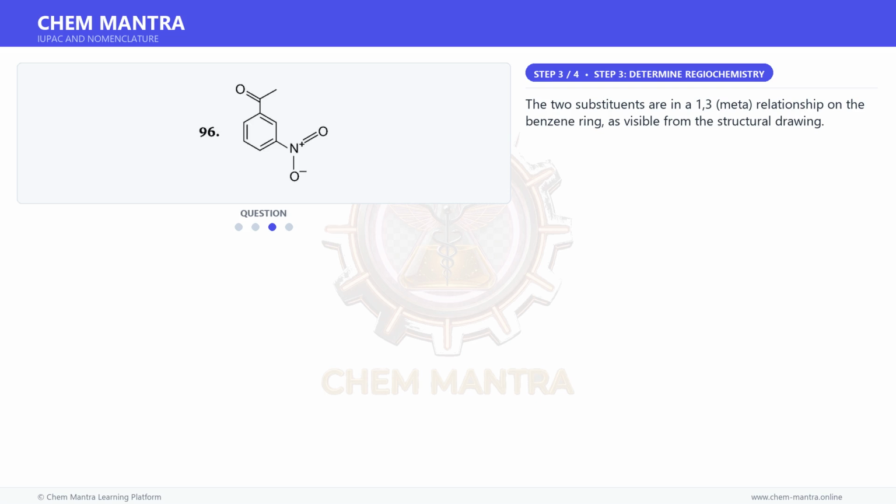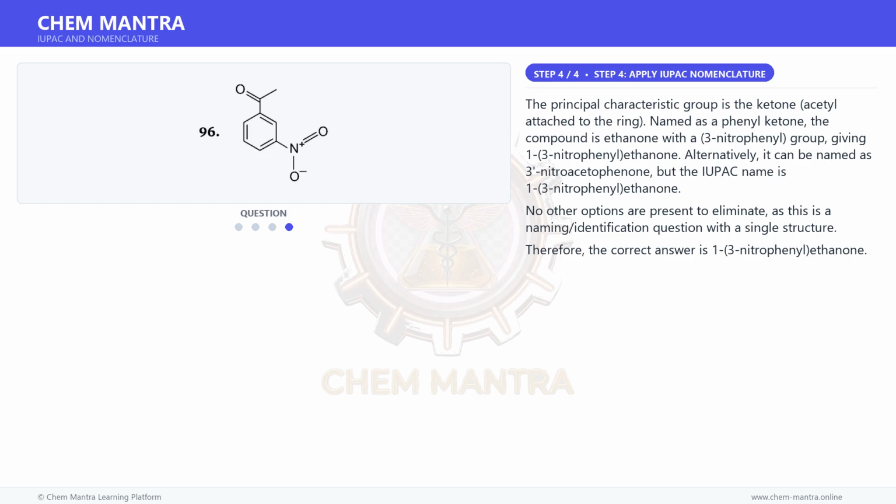The two substituents are in a 1,3 meta relationship on the benzene ring as visible from the structural drawing. And for the final step, the principal characteristic group is the ketone, acetyl attached to the ring. Named as a phenyl ketone, the compound is ethanone with a 3-nitrophenyl group giving 1,3-nitrophenyl ethanone.